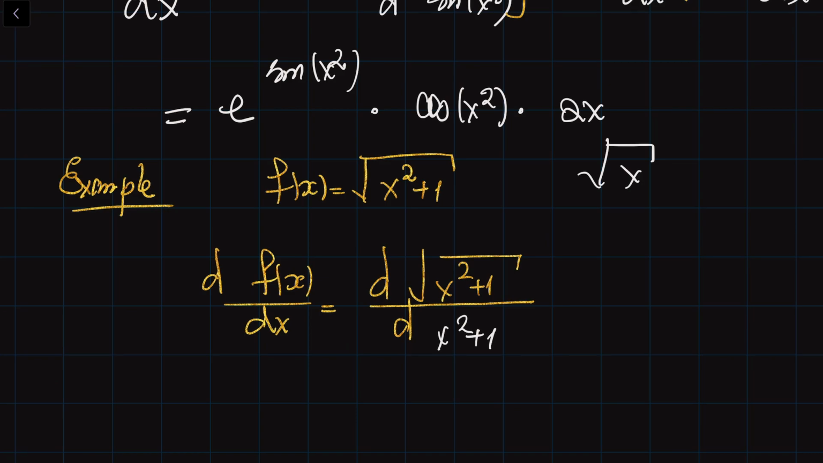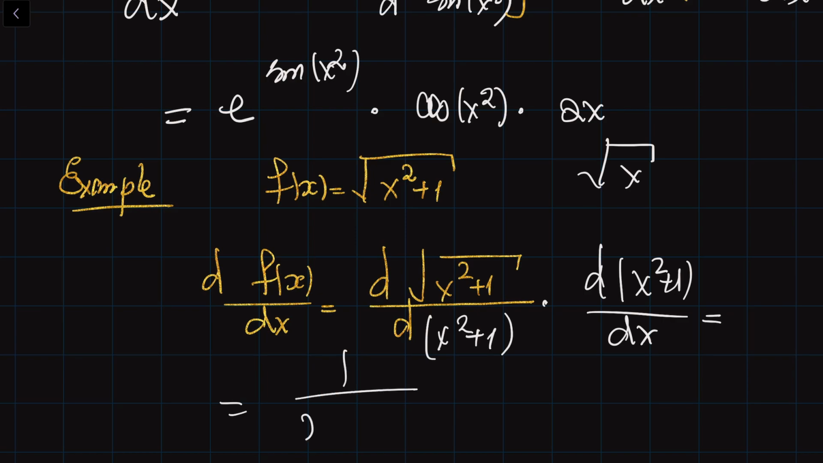Square root of, I don't know, square root of log. What is the derivative of the square root of log with respect to log? By the way, 1 over 2 square root of log, right? It doesn't matter what is there under the square root, okay? So I'm going to change this to something. Derivative of the square root of something with respect to something times the derivative of the same thing over dx. Then this is going to be 1 divided by 2 square root of x squared plus 1 times 2x.